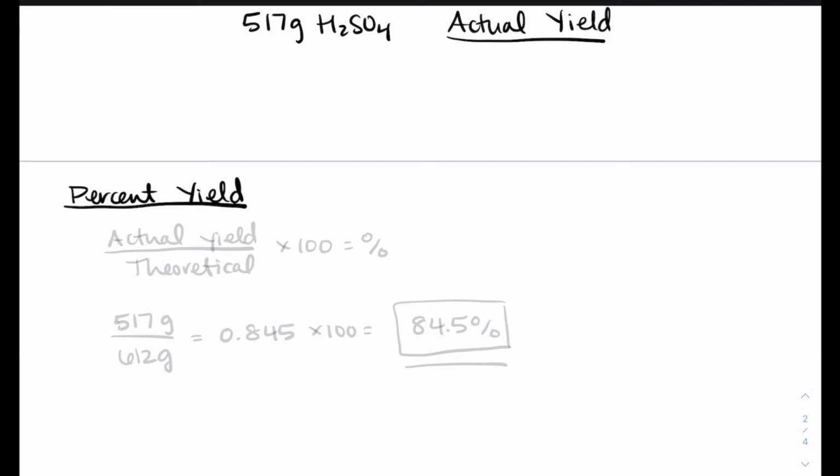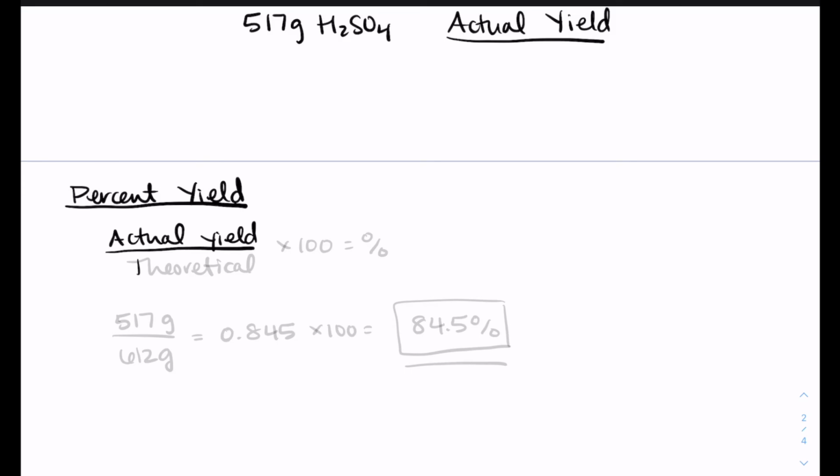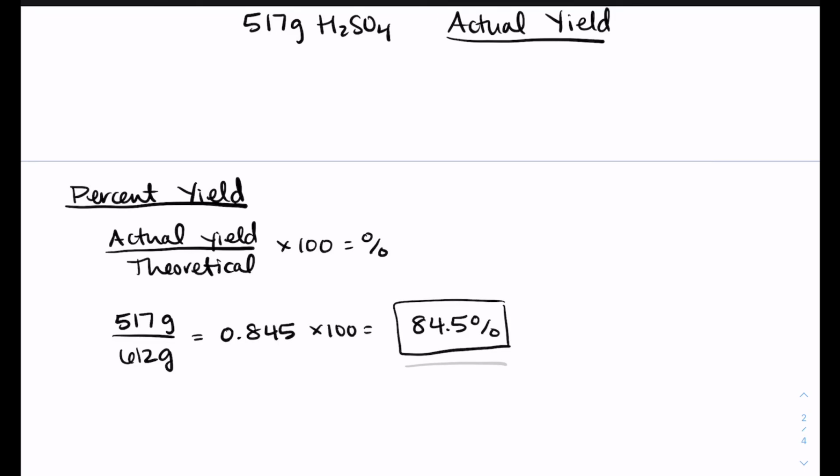The percent yields are in the literature papers for people who synthesize chemicals. The percent yield is how much did you get compared to how much you were supposed to get. So actual yield divided by theoretical, and then multiply by 100 to report it as a percentage. So 517 grams when I was supposed to get 612, that's an 84.5% yield. This is like primo. This is an amazing yield.